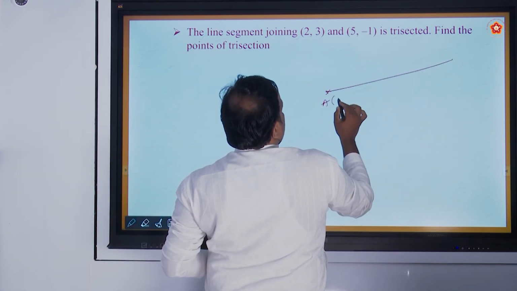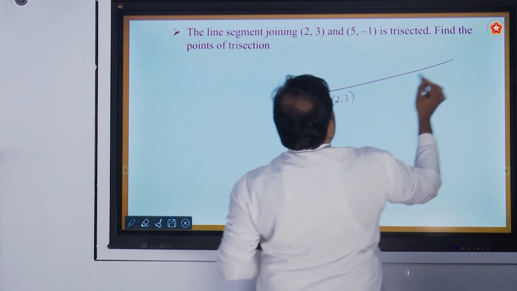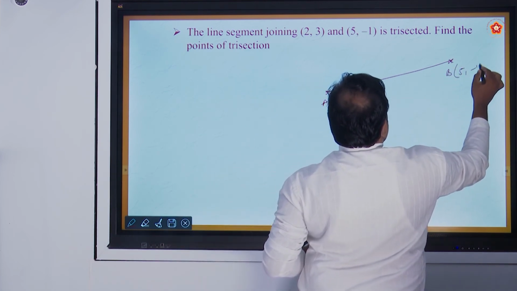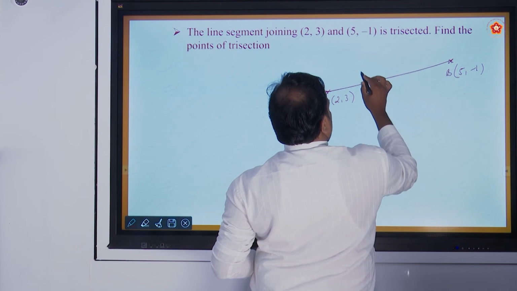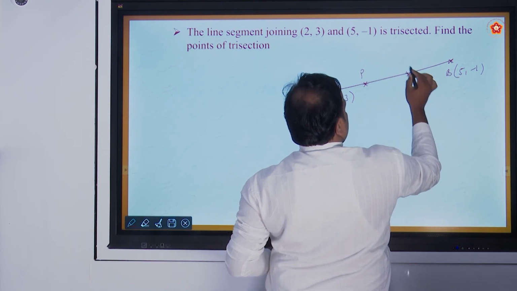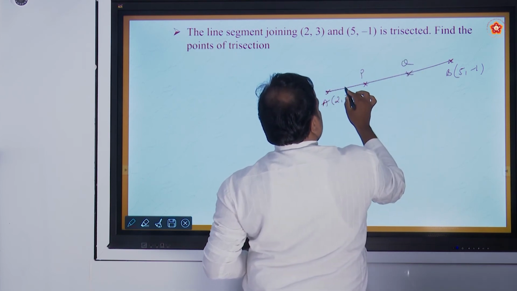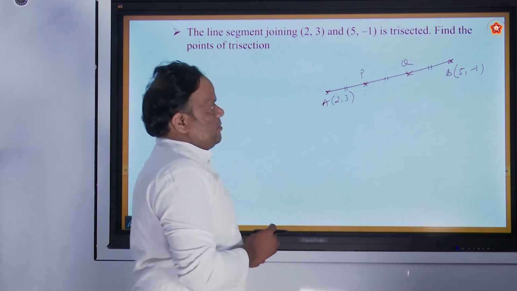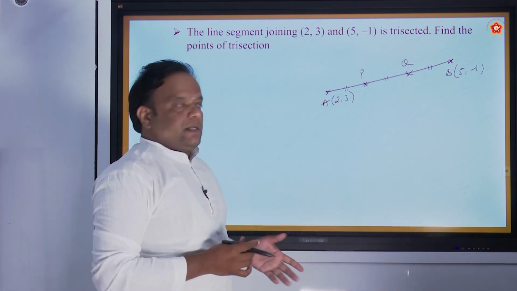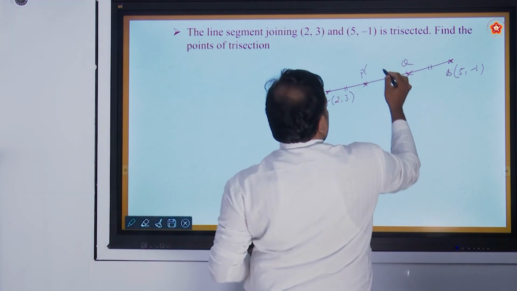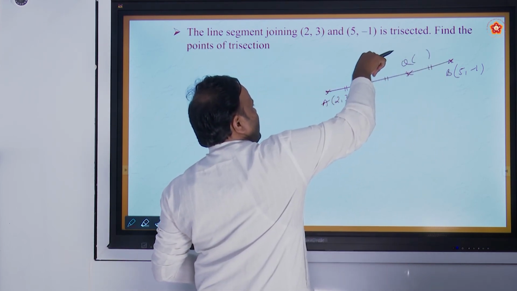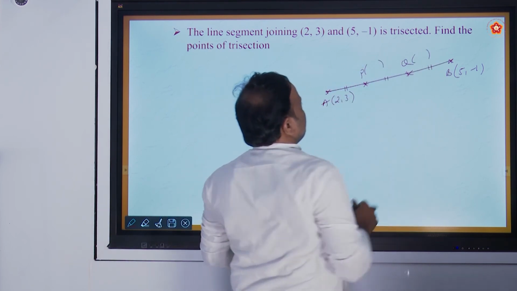This is A (2, 3) and B (5, -1). Take one point P here, and take Q here. This is one part, this is one part, this is one part. Trisected means 3 equal parts. Then you have to find the coordinates of P and Q. These two are the points of trisection of the line joining AB.